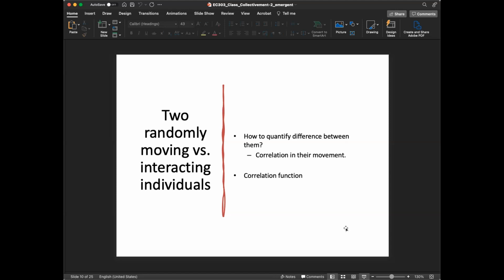-1, -1, right? And if they are randomly moving, +1 and -1 will happen probably equally likely. Likewise, +0.8 and -0.2 will happen equally likely, right? So likewise, all such pairs of positive or negative correlations will happen equally likely, right? So therefore, the average will be equal to 0.